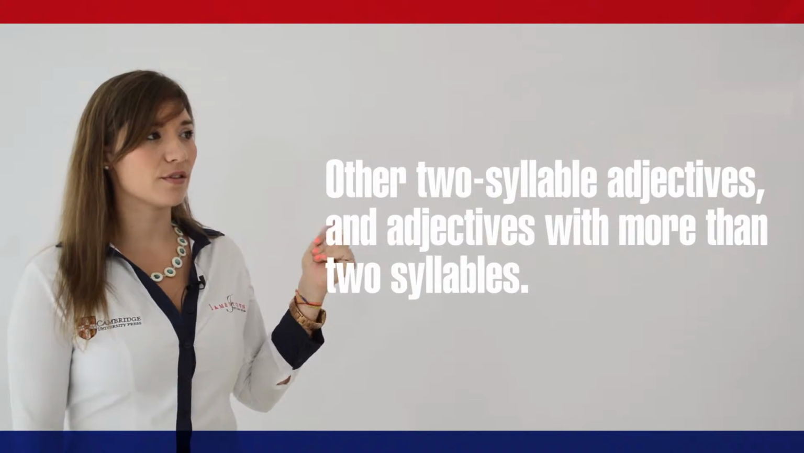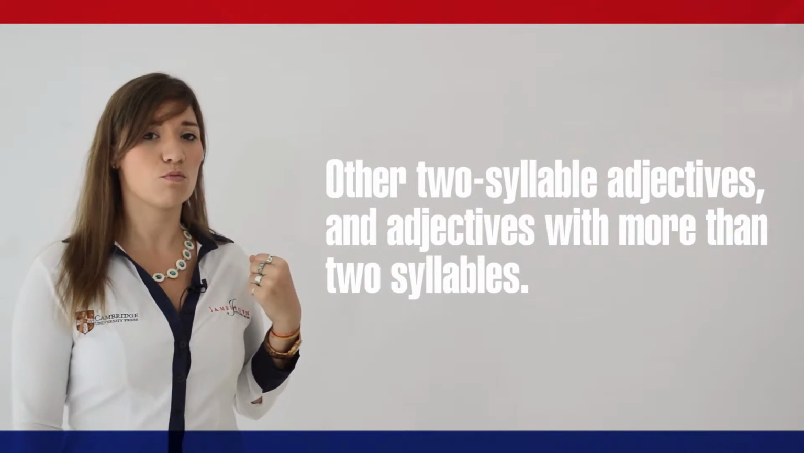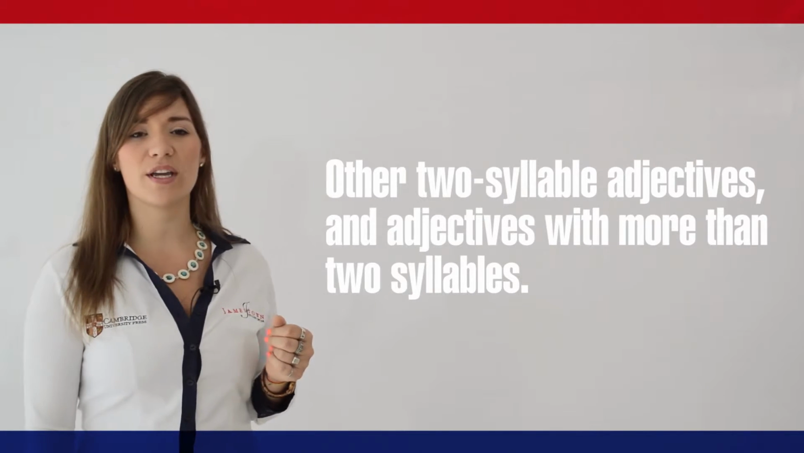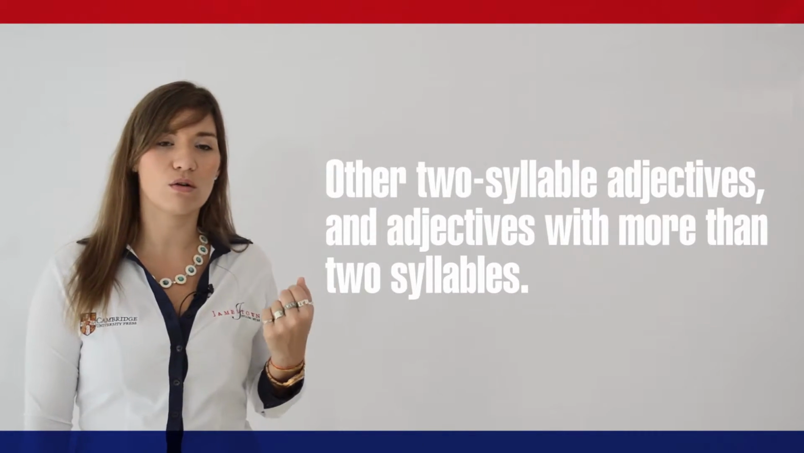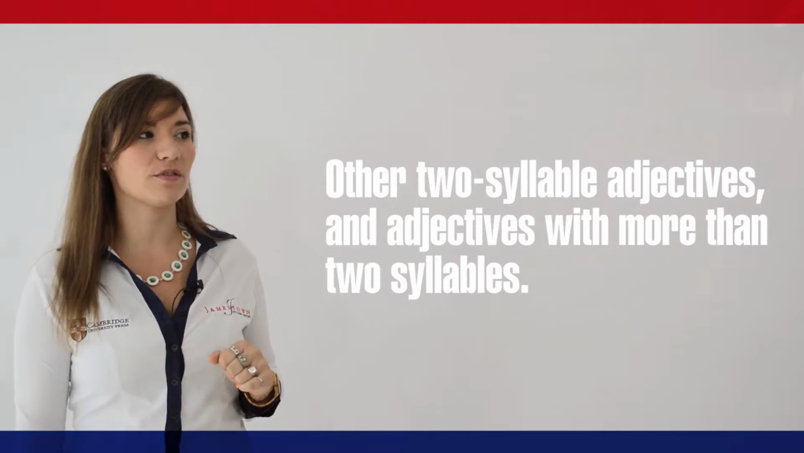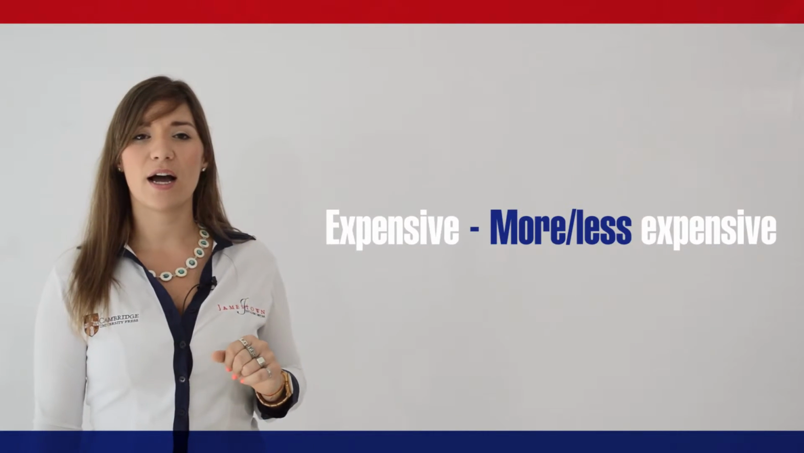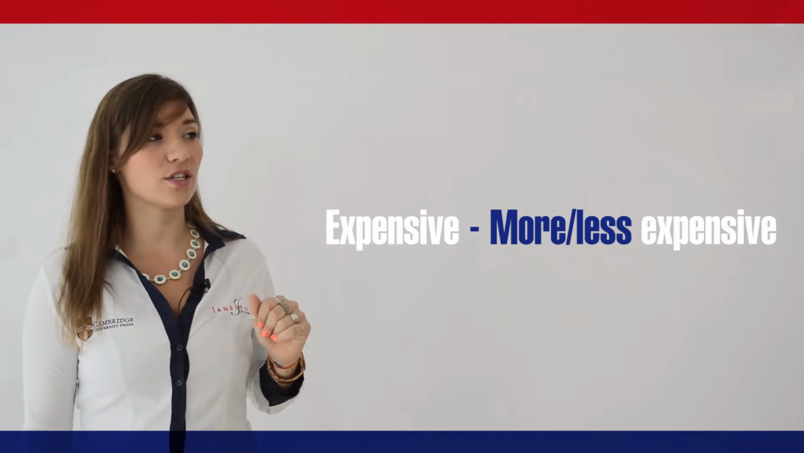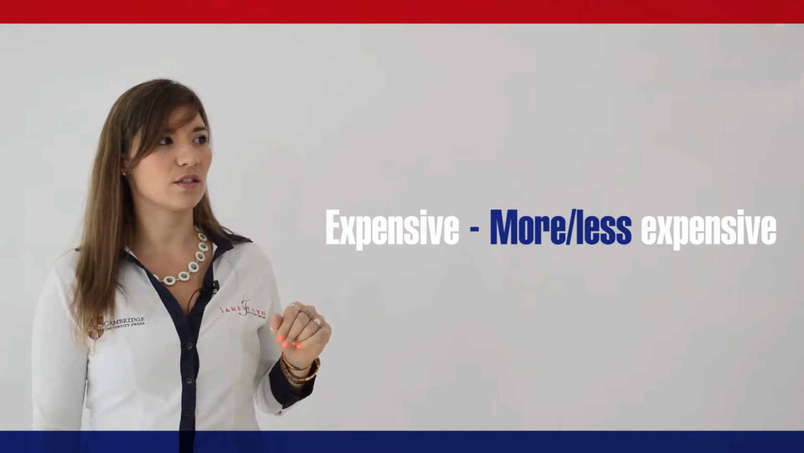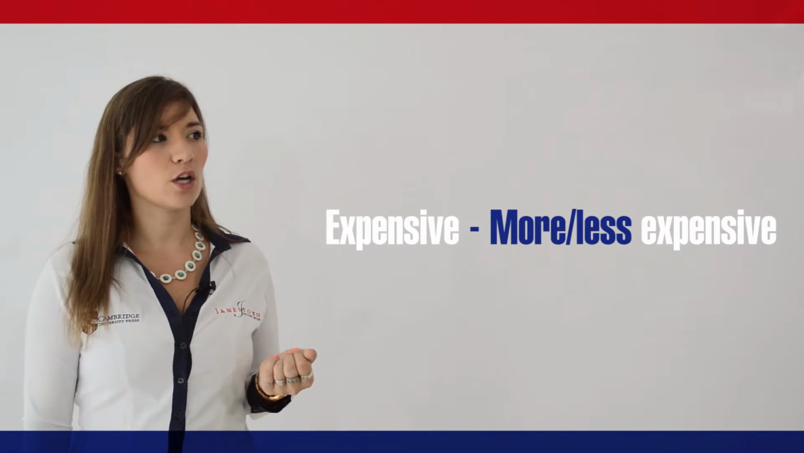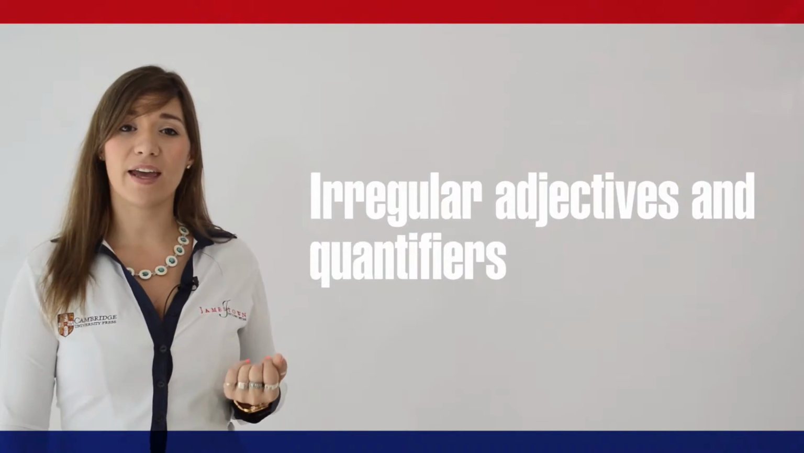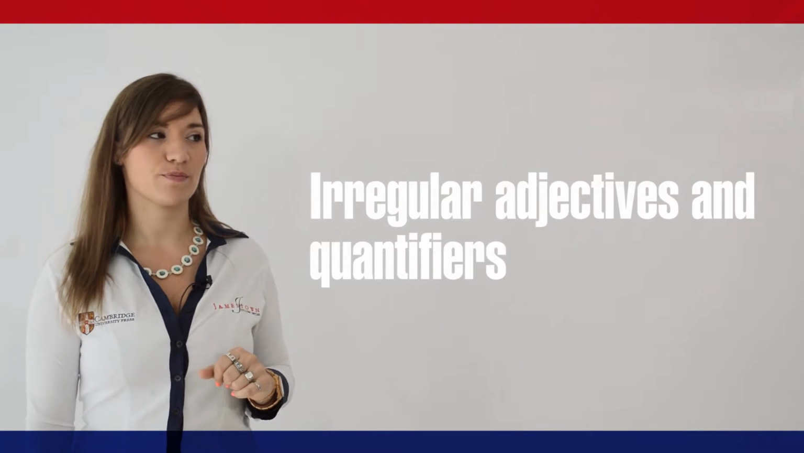There are some other adjectives, two-syllable adjectives and more than two-syllable adjectives. In this case, they are called long adjectives, and we add the particle more or less at the beginning, before the adjective, and then after the adjective, than again. Examples of long adjectives are expensive, serious, correct, turning into more or less expensive, more or less serious, more or less correct.